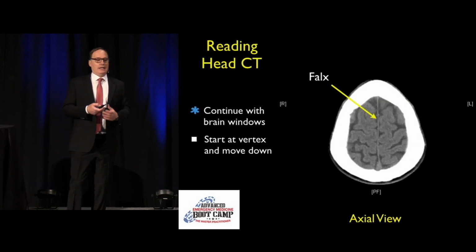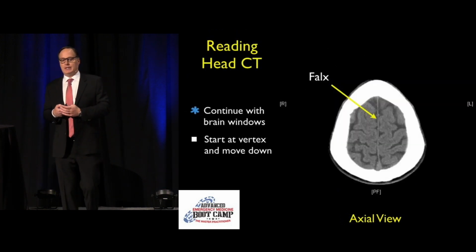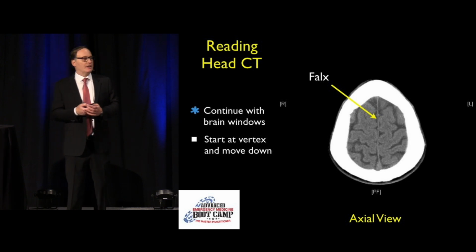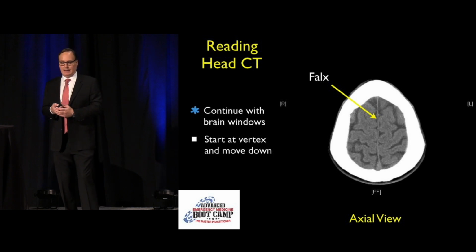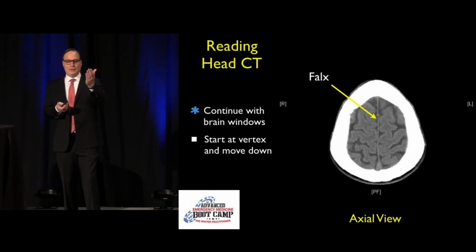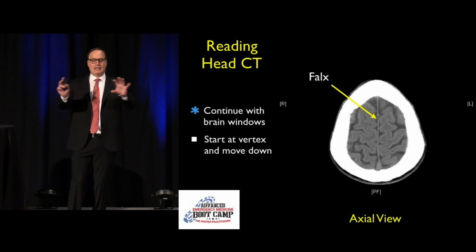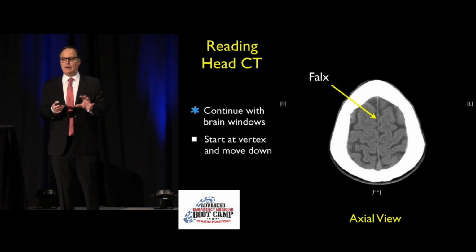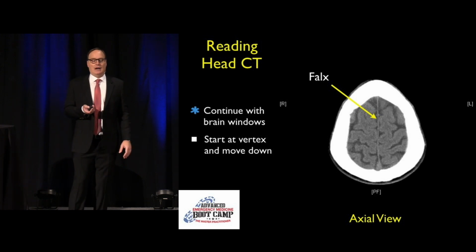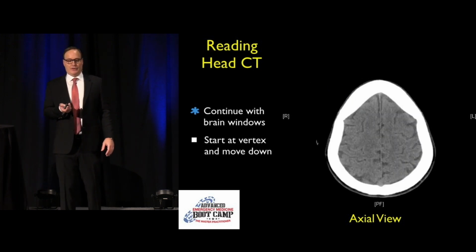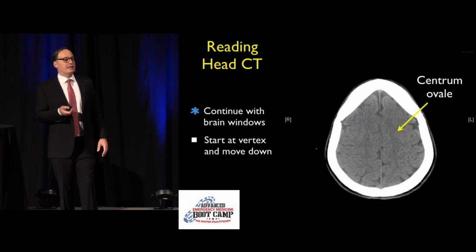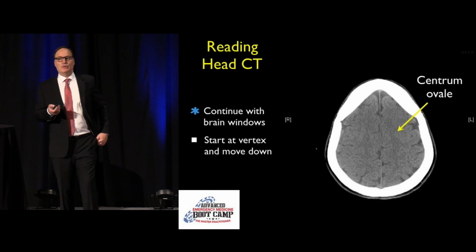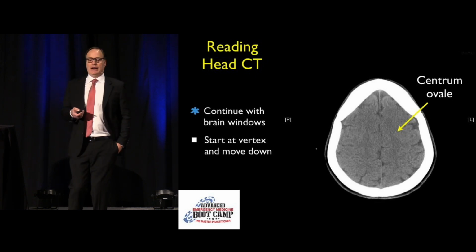So let's go through an approach on reading a head CT. We'll start with an axial view. Starting at the very top, we can see here's the falx, and we can see we're up very, very high, and we can see that both of the sides of the brain to the sides of the falx look about normal. The gyri look about equivalent bilaterally. As we move further down, we see a little bit more of the brain, and now we start to see the centrum ovale, which is the gray-white junction of the brain.